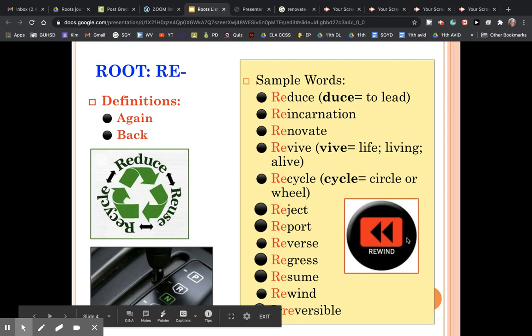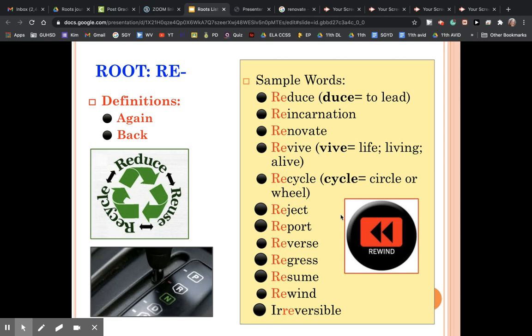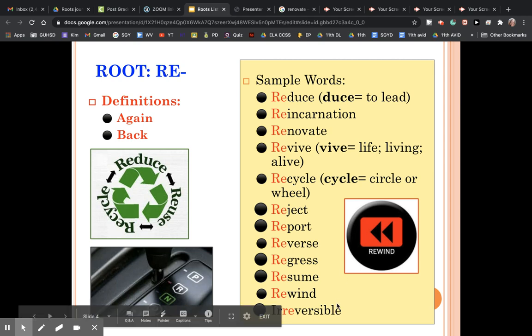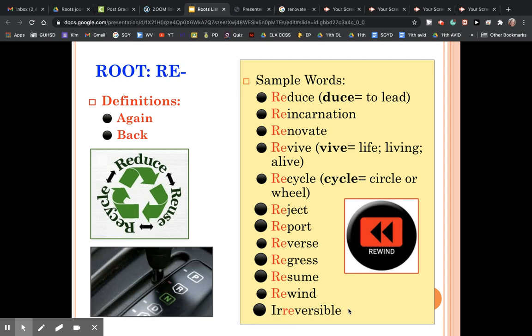Rewind, here we have a picture of a rewind button, is to go back. For example, if you're watching a movie and you rewind it, you go back. And something that is irreversible, you're not able to go back and undo that. Okay, so re meaning again or back.